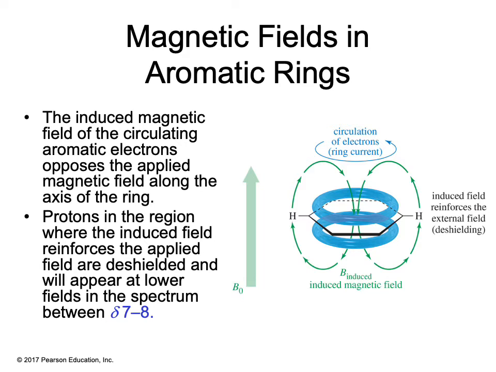Okay, so the take home for location is the more shielded, or the more electron rich the hydrogens are, the higher upfield or to the right on the spectrum. Whereas the more electron poor or de-shielded the protons are, the more downfield or to the left on the spectrum.